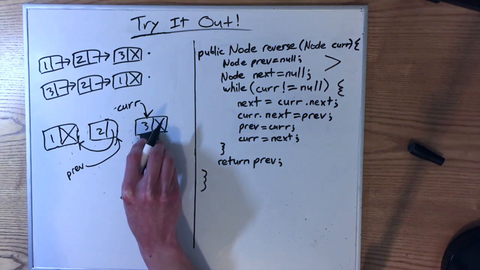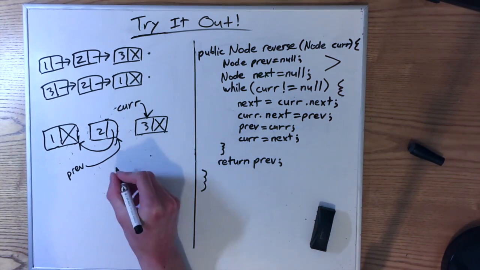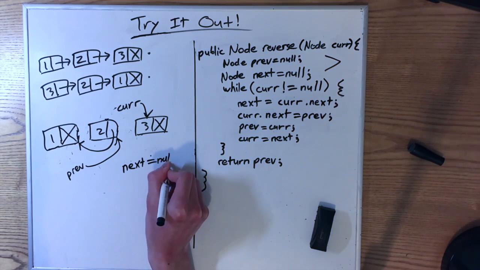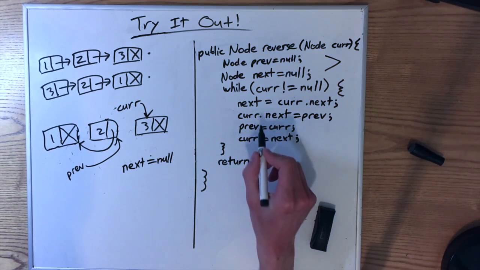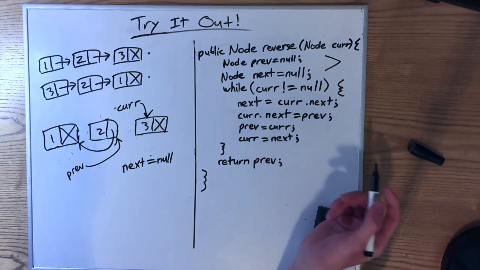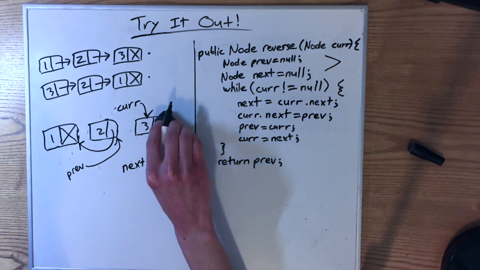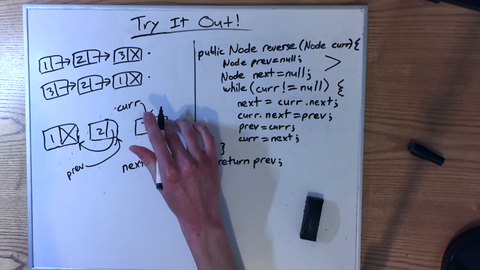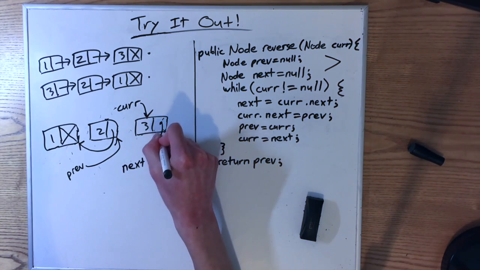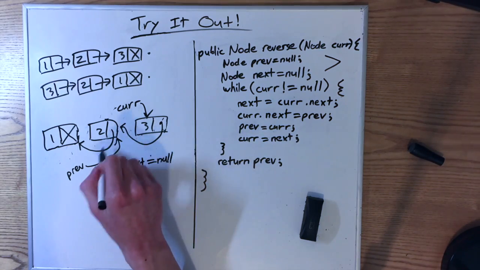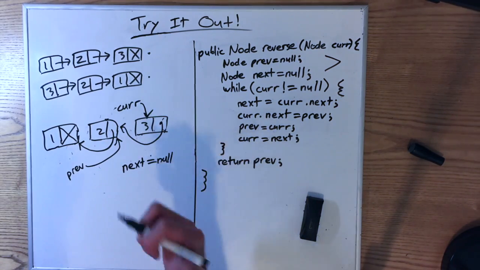So we get rid of this pointer. We say that next equals null. Okay. Then we say cur.next equals prev. Well, prev is the second node, so instead of pointing to null, this node, let's get rid of that, this node will now point to the second node. You can see that the structure looks a lot like the structure that we want.